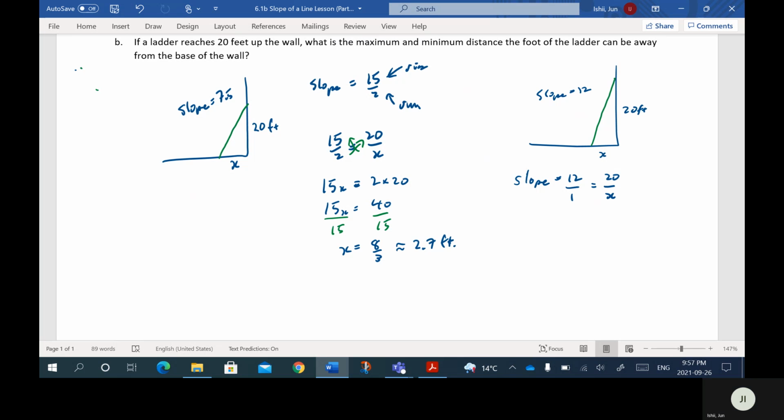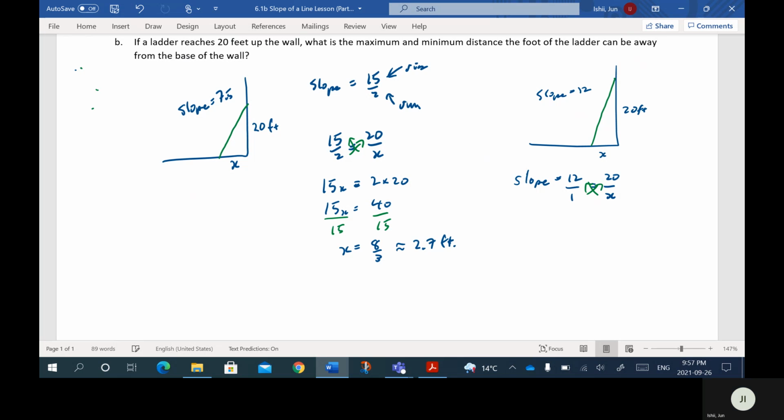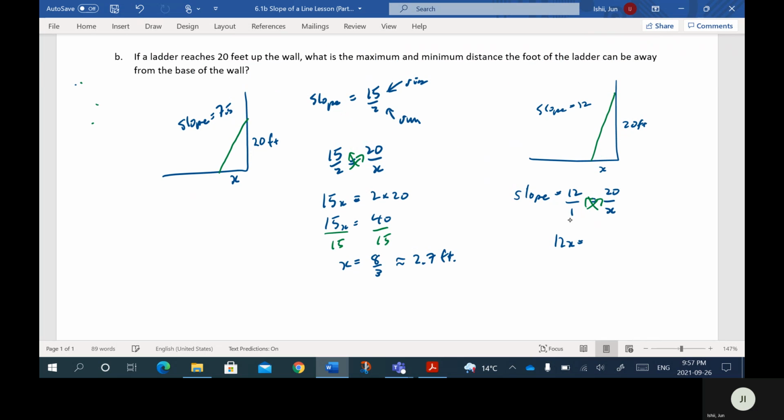Run is x. So again, to solve this, cross multiply again. And we get 12 times x equals 1 times 20, it's 20. All right, so just divide both sides by 12. And this reduces as a fraction. This is equal to 5 over 3. And so this is equal to 1.7.